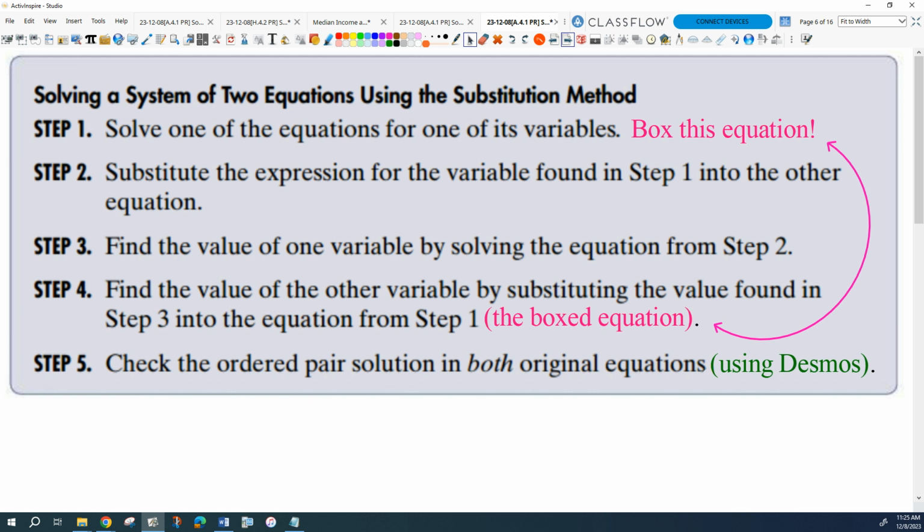So step one, we're going to solve one of the equations for one of its variables. In other words, we could summarize that. We are just going to isolate a variable in one equation.